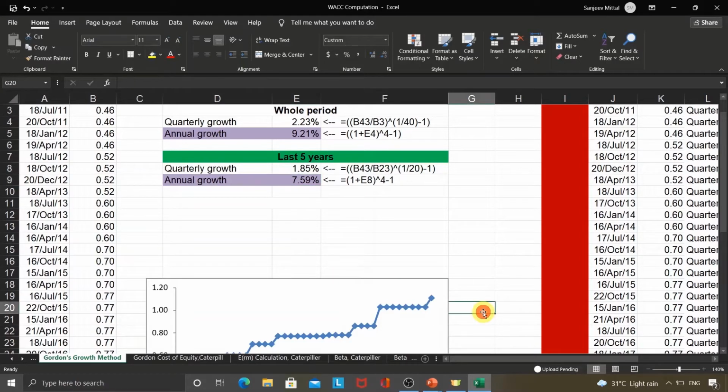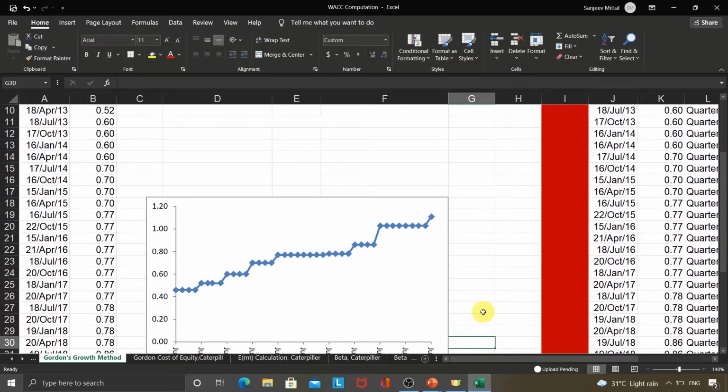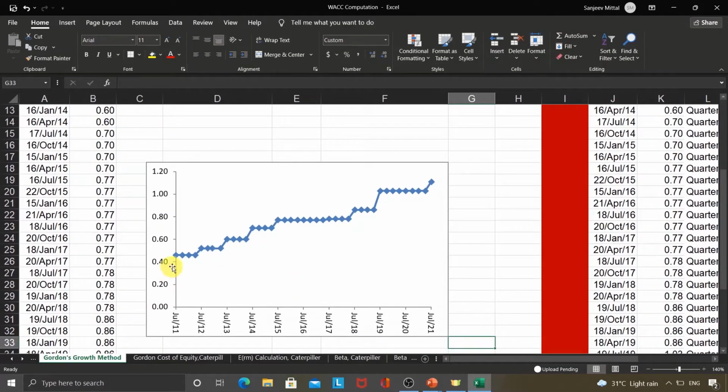And along with that, if you see our chart, you can see a good pattern that the dividend has been increasing from 2011 to 2021 in the recent period.